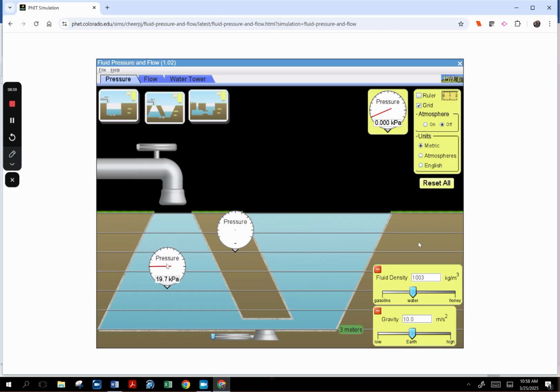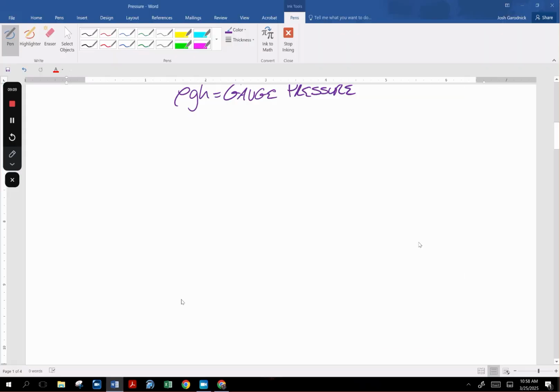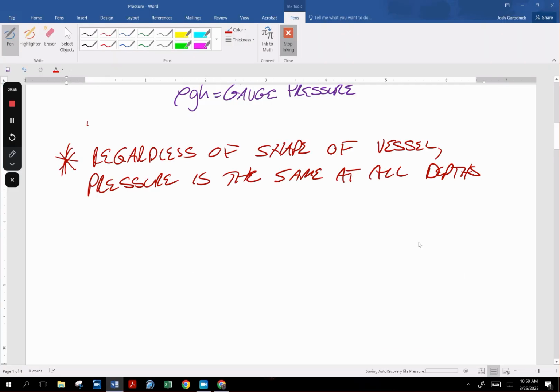The important thing to notice here is that regardless of the shape of the vessel, the pressure is the same at all depths. So why don't we make a note of that? Crazy how that just showed up out of nowhere, right? That's an important concept. So let's move on from there and let's do an example together. Are you ready? I'm excited.